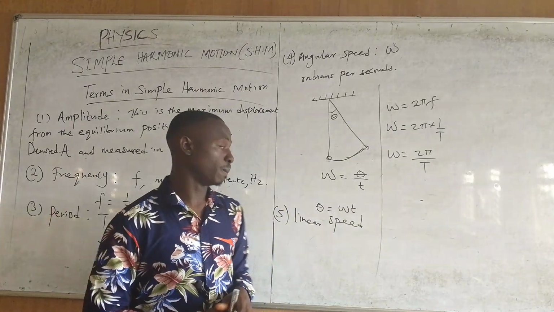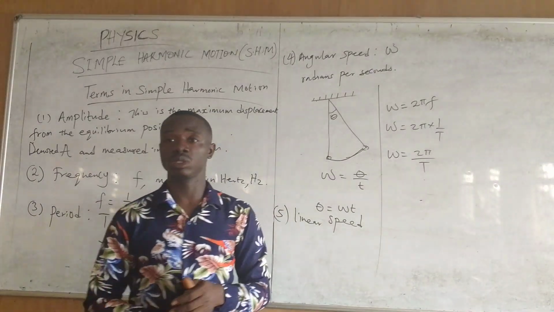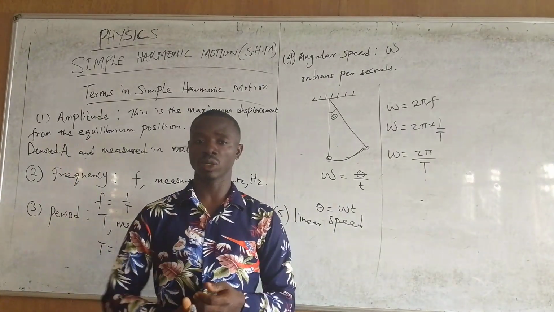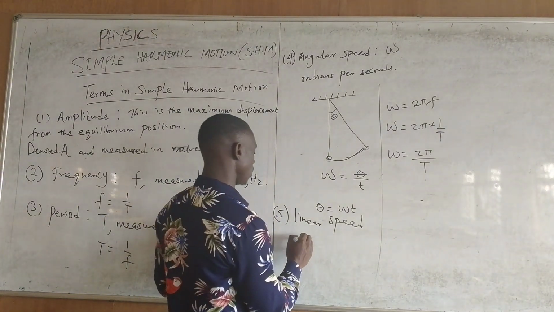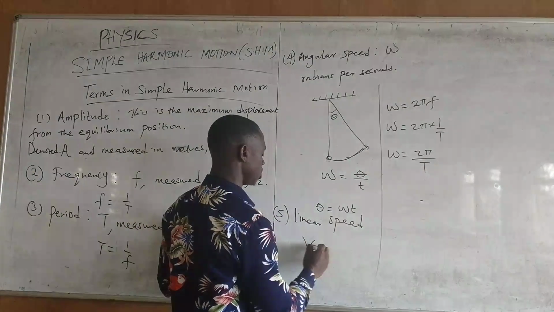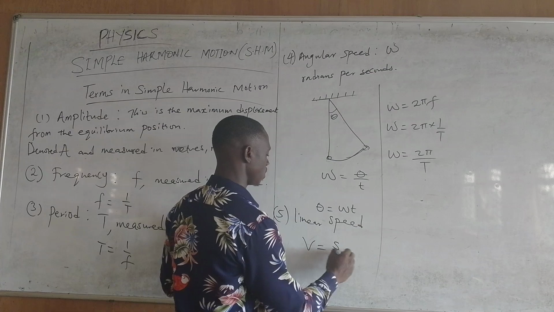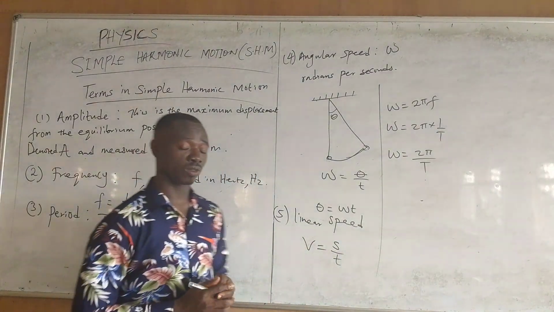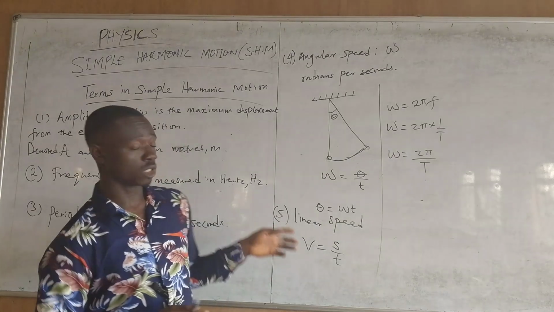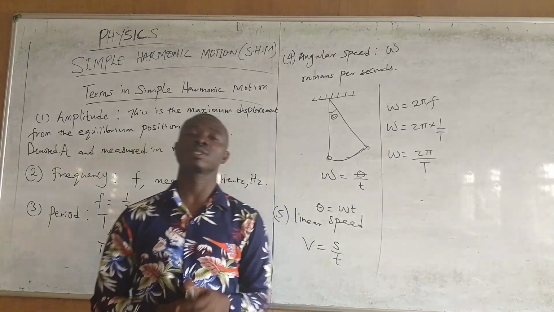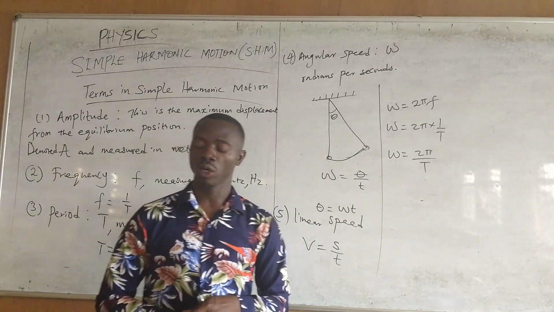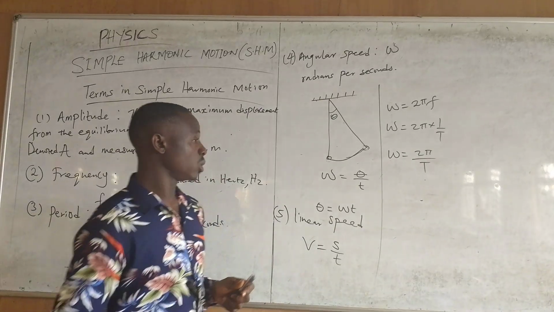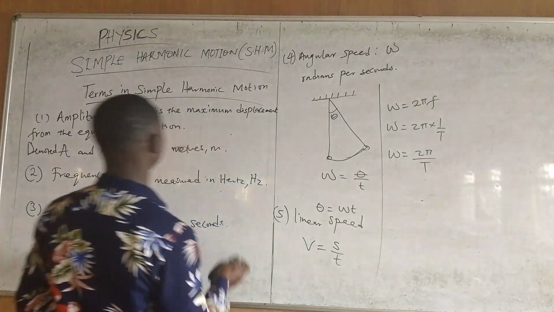While linear velocity is going to be displacement over time. And the symbol is V. And V is going to be equal to distance over time. S is standing for distance, while T is standing for time. And the unit for speed is meter per second. Alright.